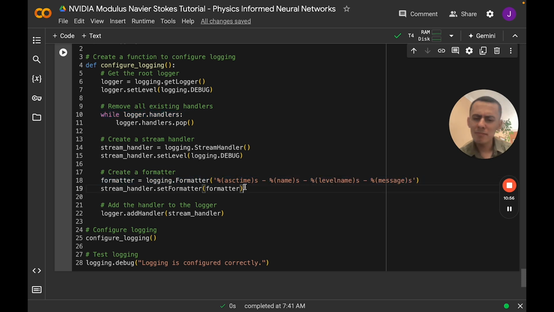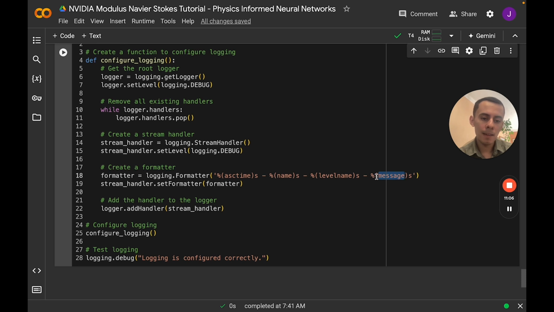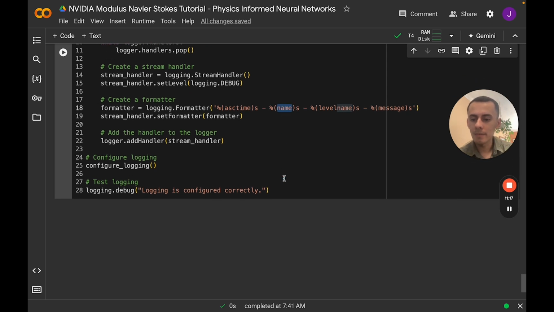Then the formatter, this is just a nicety I came up with. ChatGPT suggested it, and I thought it was nice. It gives you the level name and the message in the end. Obviously, the message is what NVIDIA Modulus gives you, and you can add more stuff to it if you want, like a different timestamp. Anything else, okay?